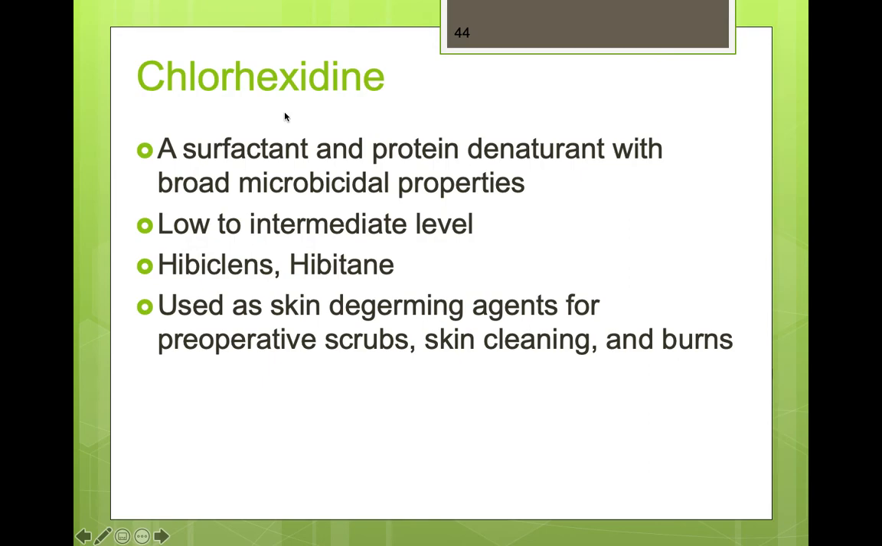Chlorhexidine, if you've worked in a veterinarian office and things like that, you'll see this a lot. It's blue. They use this a lot, once again, to just scrub patients and things before they get surgery, before you get stitches and things like that, or you have burns.